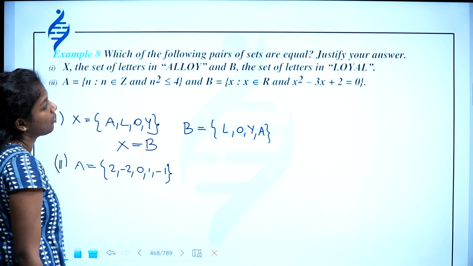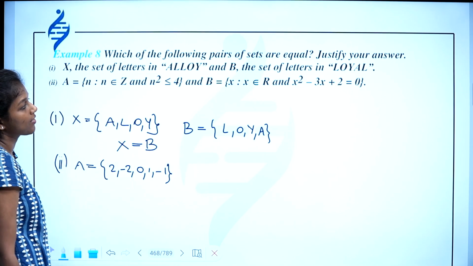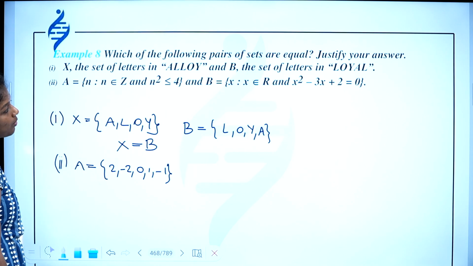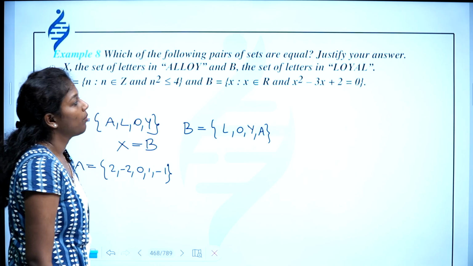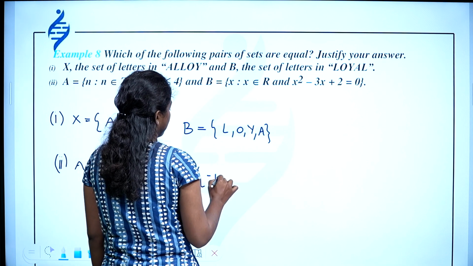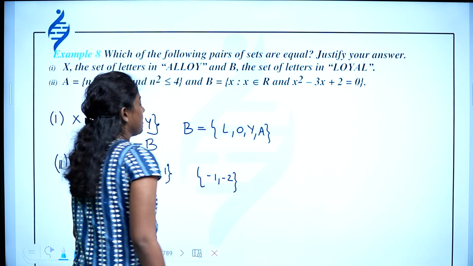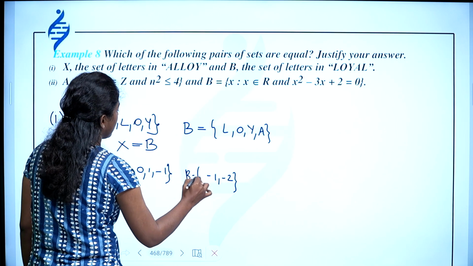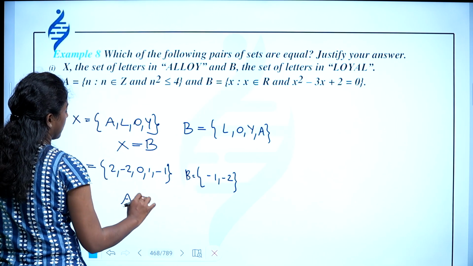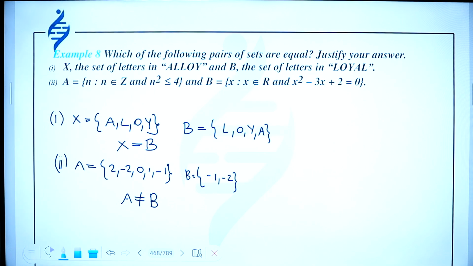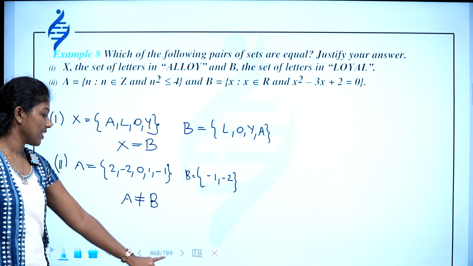Then B equal to {x such that x belongs to R and x square minus 3x plus 2 equal to 0}. So the solutions will be minus 1 and minus 2. See, these two sets are not equal. This is set B. So here we get A not equal to B. Okay. So these are the cases.